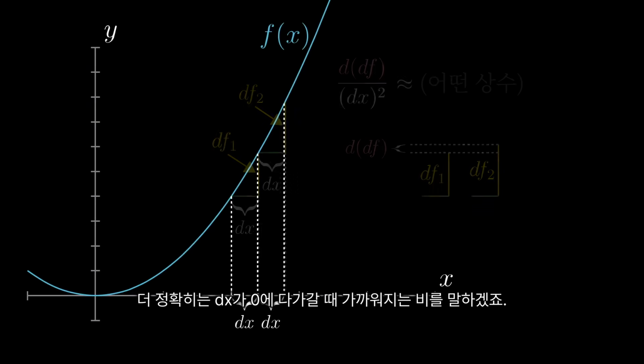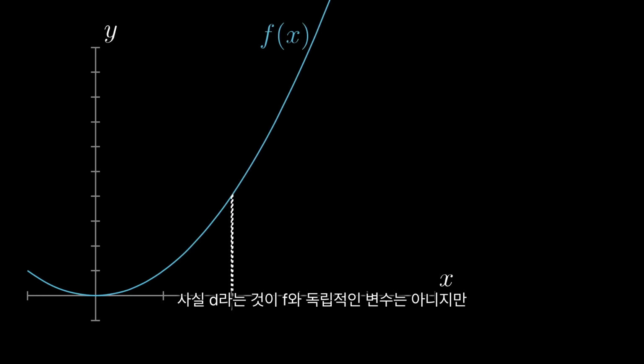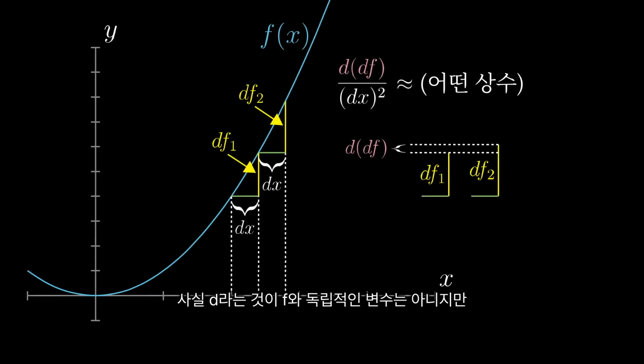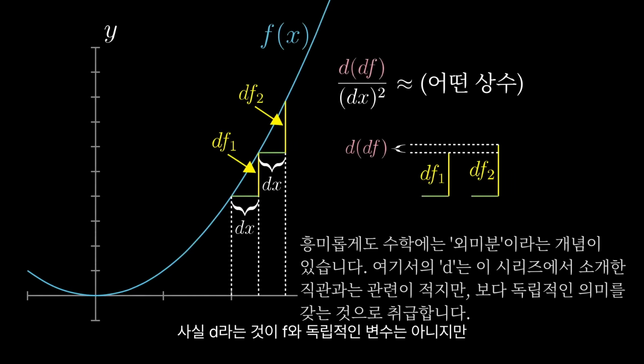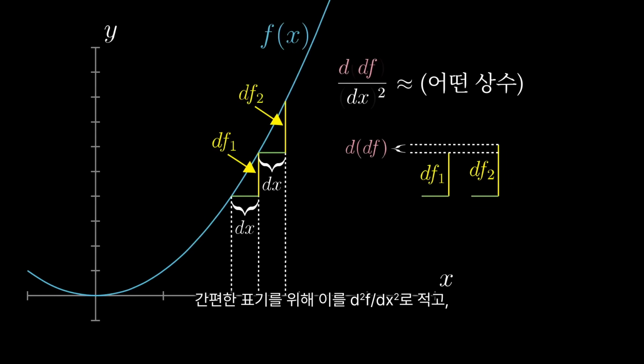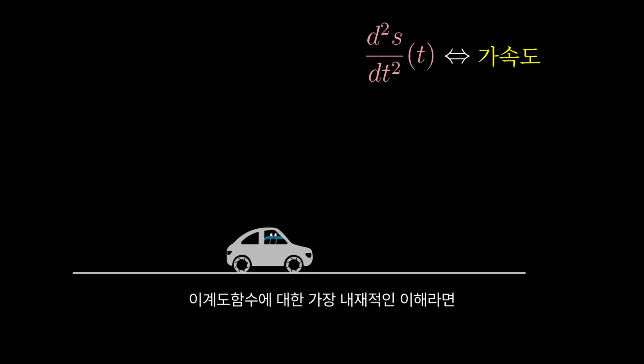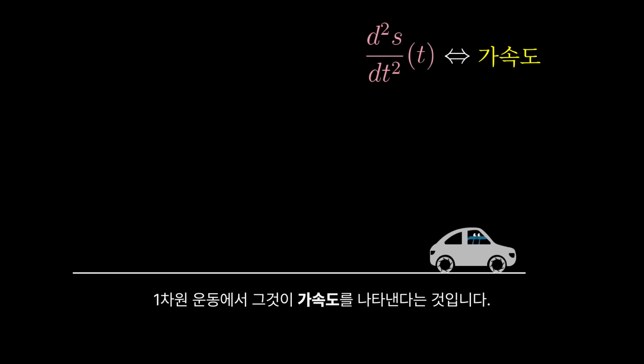Or more precisely, it's whatever that ratio approaches as dx approaches 0. Even though it's not like this letter d is a variable being multiplied by f, for the sake of more compact notation, you'd write it as d squared f divided by dx squared, and you don't typically bother with any parentheses on the bottom. Maybe the most visceral understanding of the second derivative is that it represents acceleration.